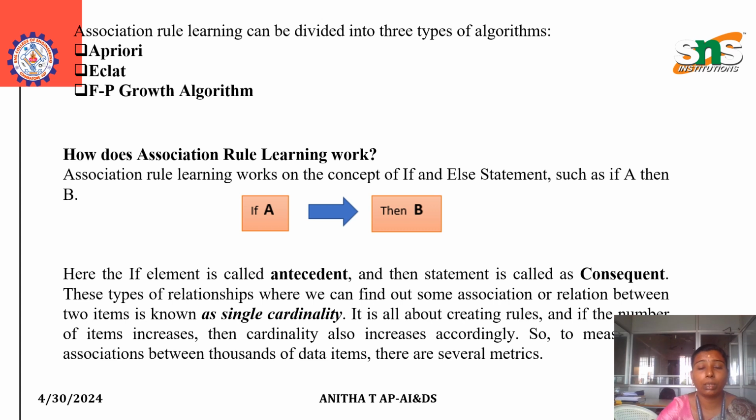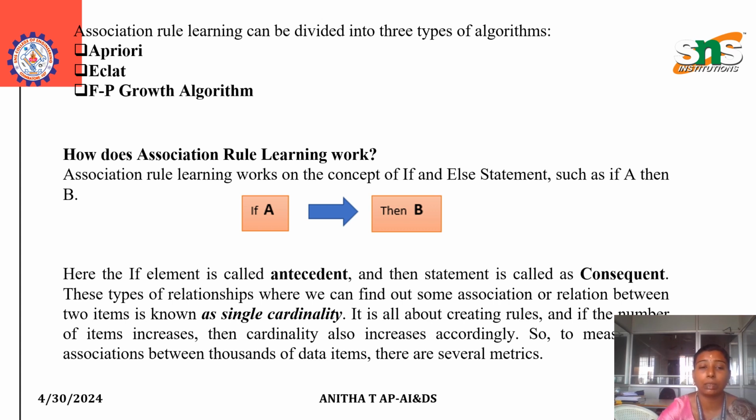Association rule learning can be divided into three types of algorithms. One is Apriori, Eclat, and FP growth algorithm. And then how association rules work. They use the concept of if and else statement, such as if A then B. Here the if element is called antecedent and the then statement is called consequent. These types of relations where we can find some association or relation between two items is known as single cardinality. It is all about creating rules, and if the number of items increases, the cardinality also increases.